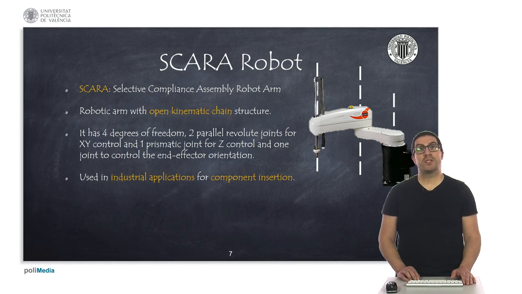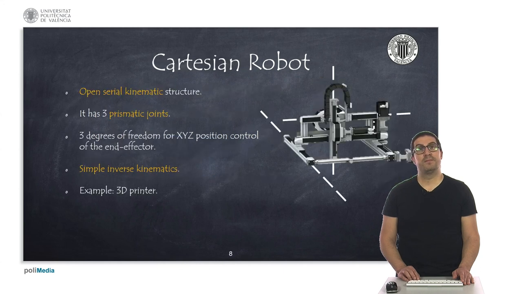The SCARA robot, which stands for Selective Compliance Assembly Robot Arm, is a robot used in industrial applications basically for component insertion and assembly. This is an open kinematic chain robot arm and has 4 degrees of freedom. With 2 parallel revolute joints, parallel meaning their axes are parallel, that allow control of the XY position. And then it has a prismatic joint for controlling the Z position and a final revolute joint to control the orientation of the end effector.